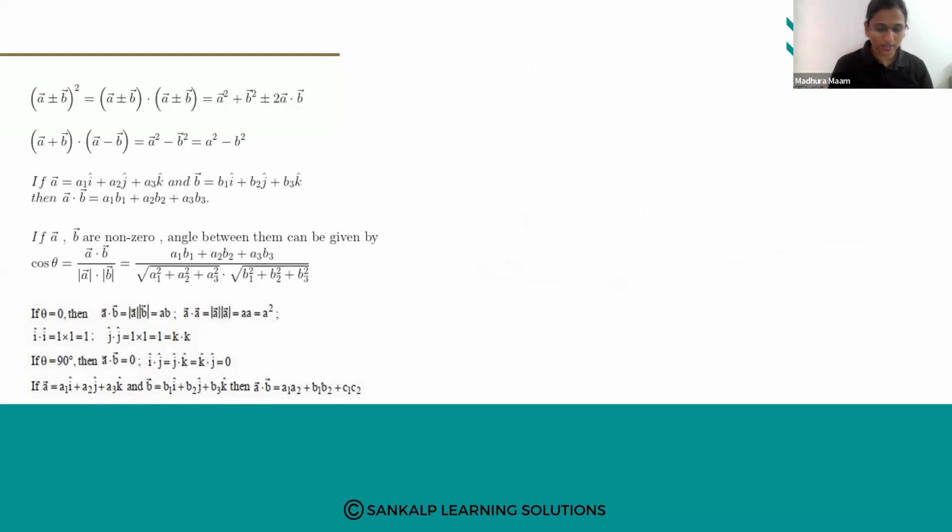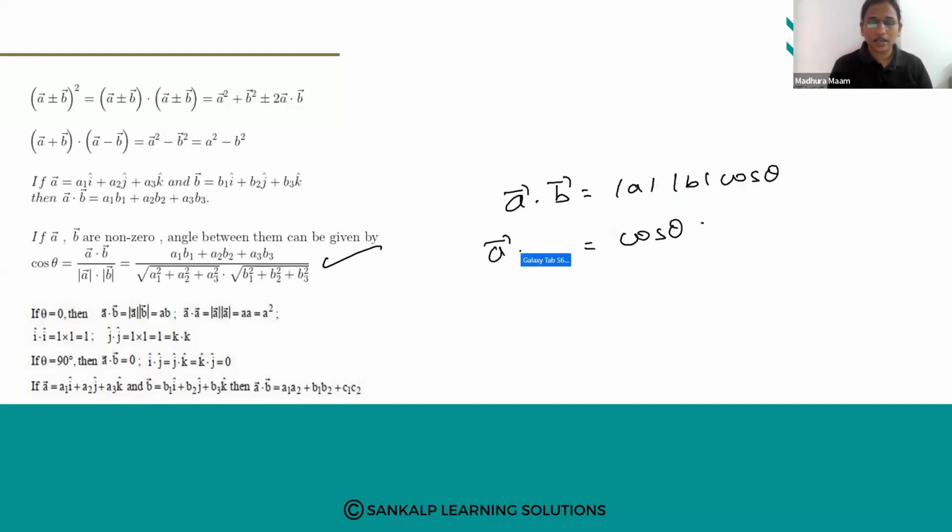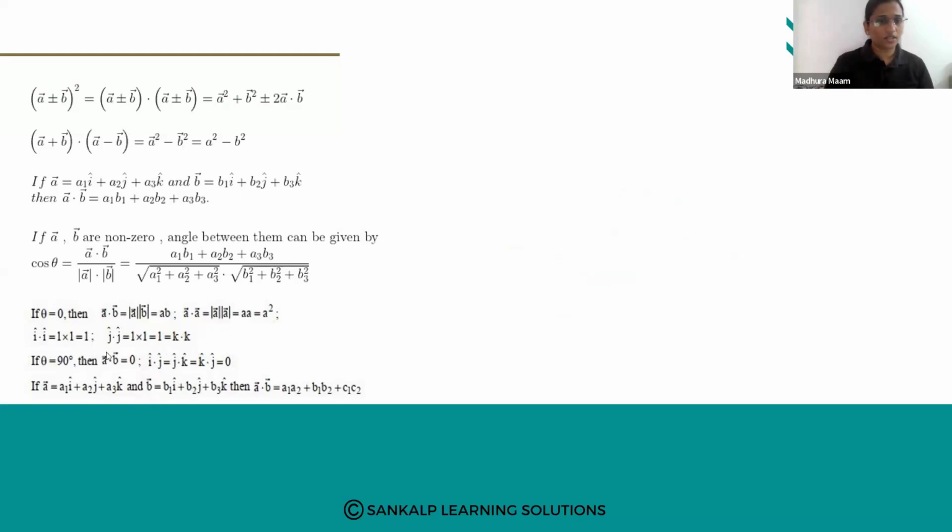If you have the vectors, then how to find the angle between them? This is very easy, there is nothing much to explain here. We have this definition, and what you need is the angle. So then it becomes A dot B divided by magnitude of A into magnitude of B. Somehow you have to manipulate and use it, that's it.